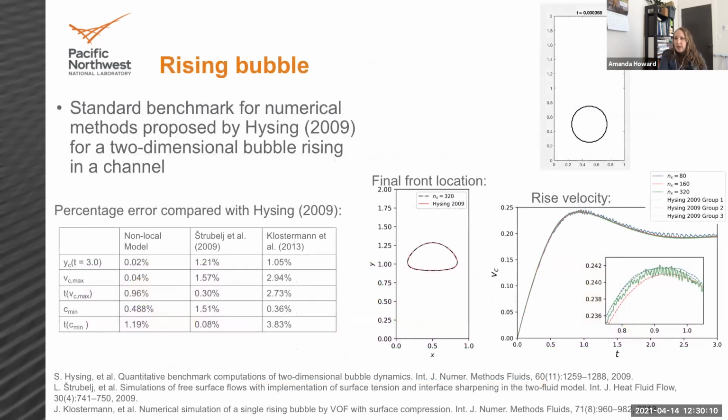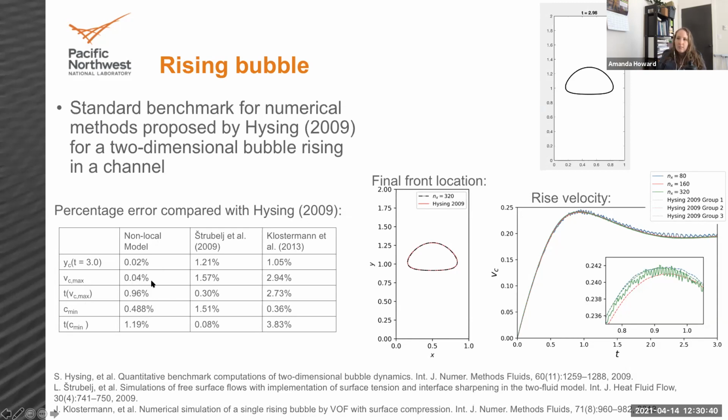Okay, I'm going to switch now to talk about the rising bubble benchmark. So this is a benchmark that's been studied a lot because all of the data for it was released in this paper by Hysing in 2009. So it's a really nice benchmark because we can compare directly with their results. And there's these standard parameters that you look at. So it's the velocity of the bubble and the time where the maximum velocity occurs, and then the circularity and the time that the minimum circularity occurs.